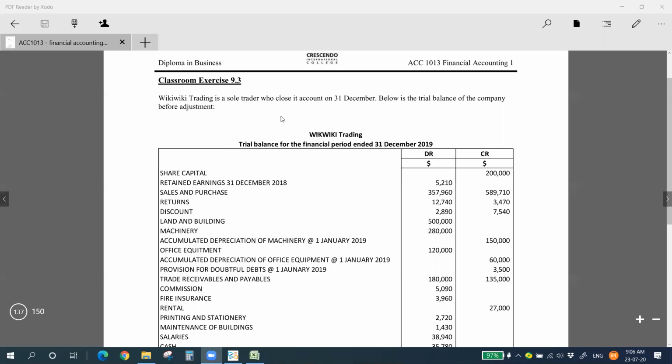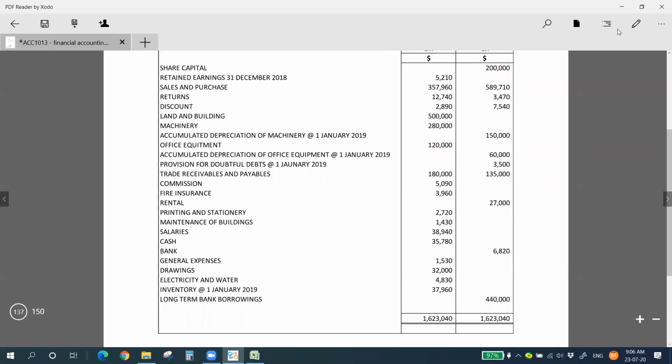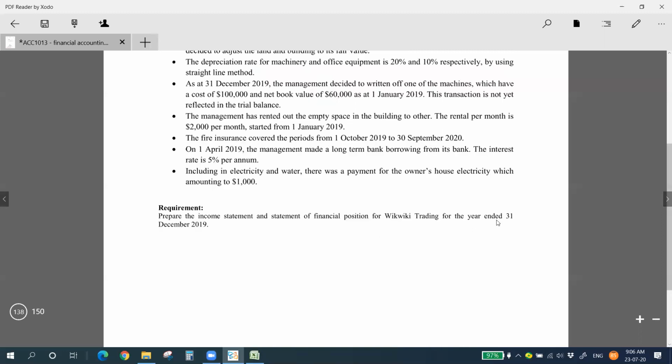Right. This exercise is your classroom exercise 9.3. So what is the requirement for this exercise? The requirement for this exercise is preparing the income statement and statement of financial position for which company? Wiki Trading for the year ended 31st December 2019.